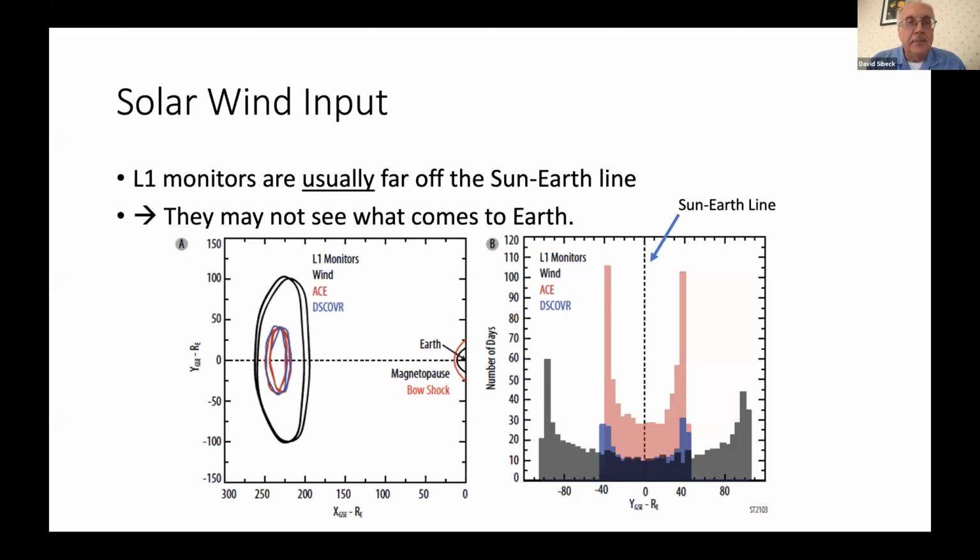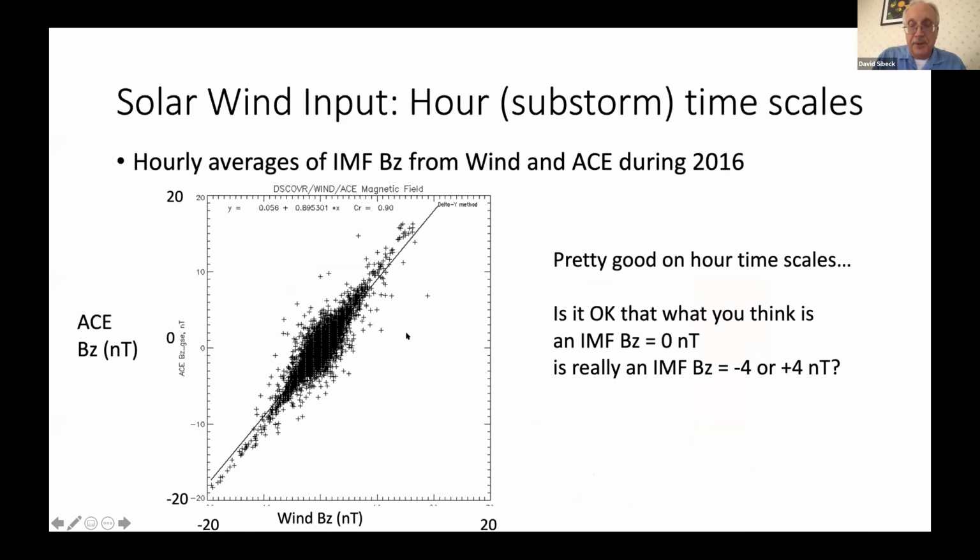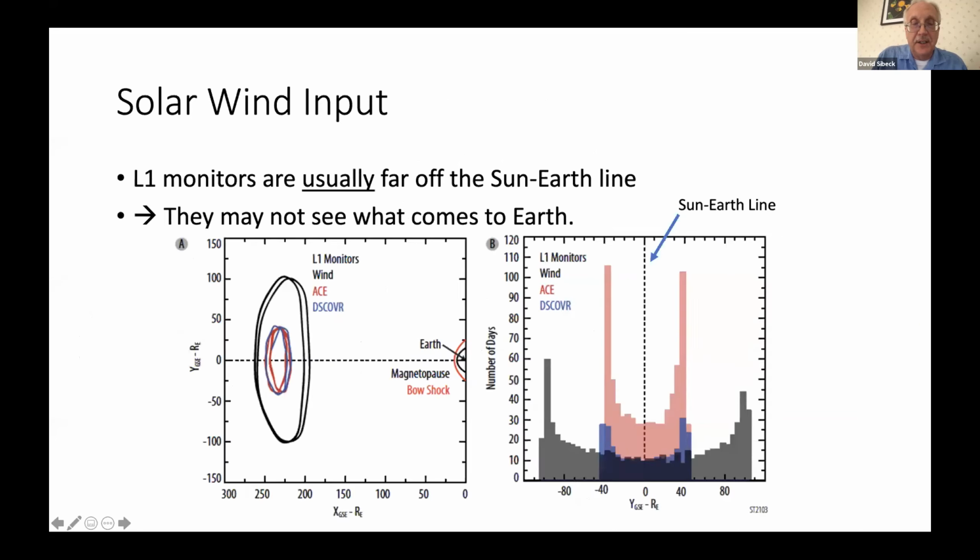So it may come as a surprise to you, but L1 monitors are not usually directly upstream of the Earth along the Sun-Earth line. They follow these kind of circular paths, hovering around the L1 libration point upstream, and they spend most of the time way off the Sun-Earth line, as this histogram of position shows. If they were right on the Earth-Sun line, they'd be along this dashed line. Usually they're far off that dashed line. So they might not see what you want them to see coming to Earth. Let's go back. There we go.